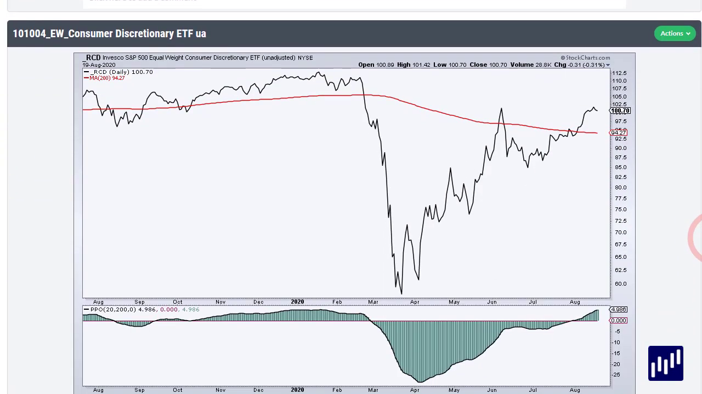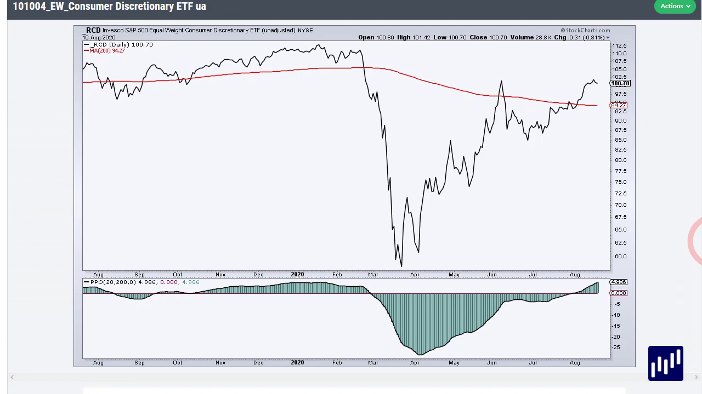Then we look at the equal weight consumer discretionary ETF, and it looks nothing like XLY, which is hitting new highs. There's the February high, not even close. There's the June high, just equaled it. So not much confirmation there, but we're holding above the June low, so the trend is still up. But clearly, there's more weakness within the broader consumer discretionary sector when we look at RCD.